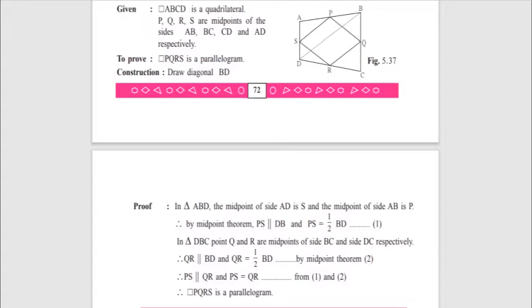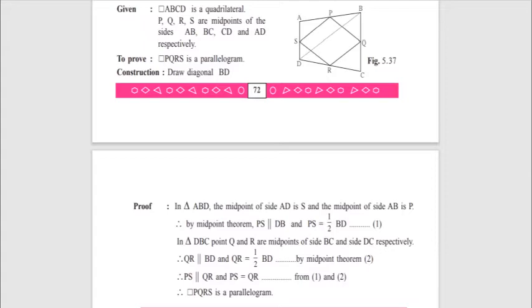Now similarly, in triangle DBC, point Q is the midpoint of side BC and point R is the midpoint of side DC respectively. So we have, by midpoint theorem, QR is parallel to the third side BD and QR is equal to half of BD. QR is the line segment joining the midpoints of the sides BC and DC respectively, and the third side is BD. So QR is parallel to BD and QR is equal to half of BD by midpoint theorem. Take this to be equation number 2.